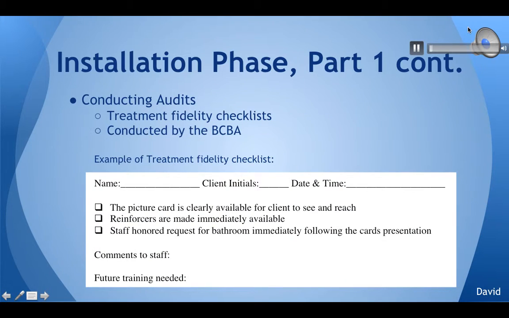In order to ensure a high level of treatment integrity, the BCBA will be in charge of conducting audits among the staff following their training in this implementation. It will involve treatment fidelity checklists such as the example below, which will have the name of the staff being observed, the client they are with, and the date and time of the observation. And below that are steps that are found to be very important to the success of this treatment. And then they can record any comments they may have to the staff or any future training that they may need.